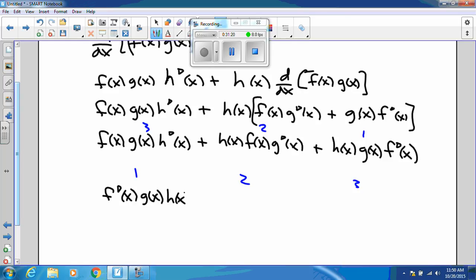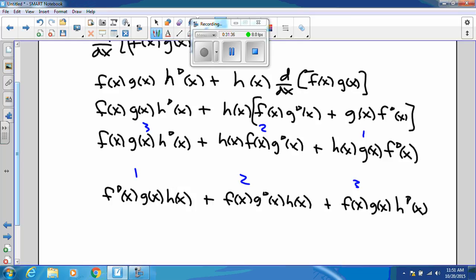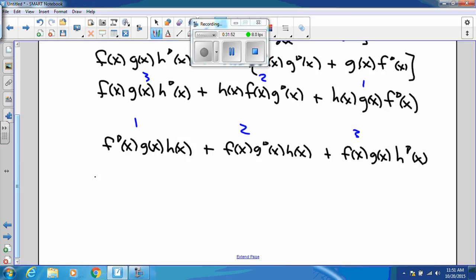Term number 1 is f prime g h. Term number 2 is f g prime h. And term number 3 is f g h prime. You see the pattern now? You see it? Each term has one of f prime, g prime, h prime, times the other two. Just like that. Isn't that nice? So that's actually really useful.